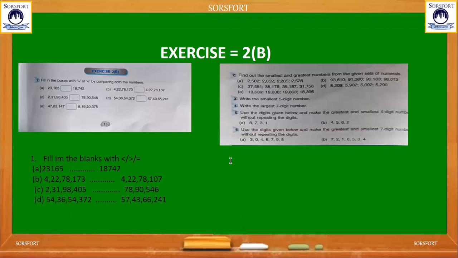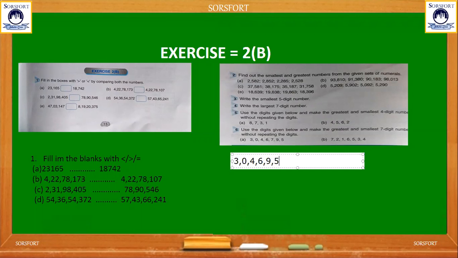Now come to the next question, 6. Here 7 digits have been given. So what are the digits? 3, 0, 4, 6, 9, 5. Using these digits, first I have to arrange the greatest number.